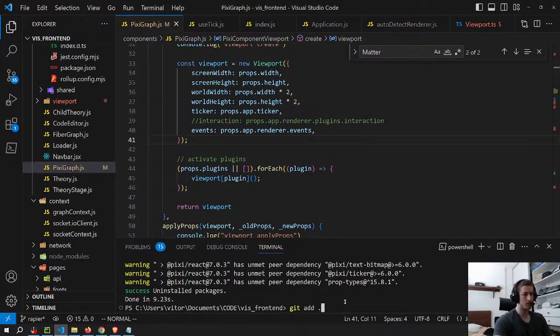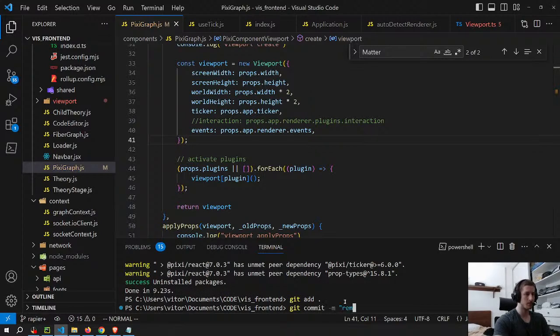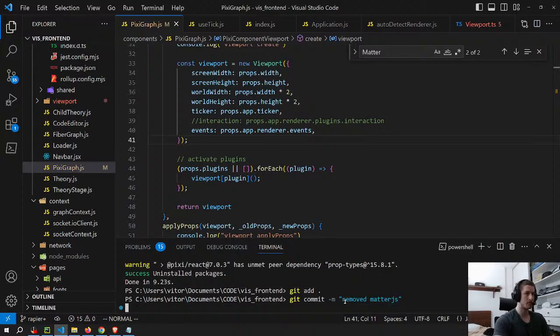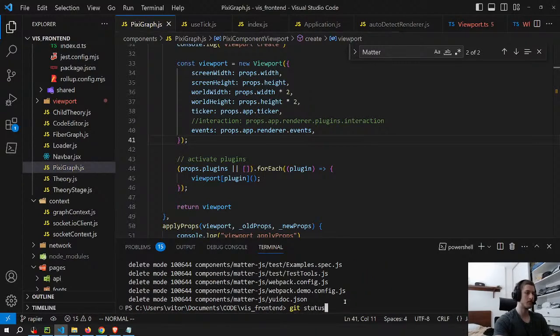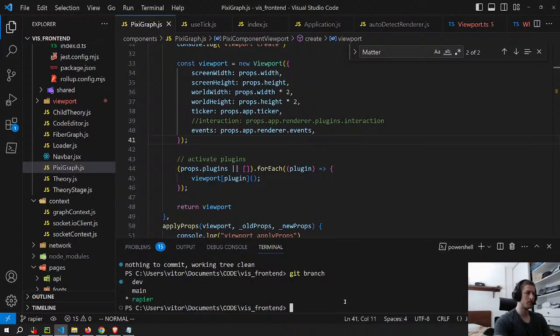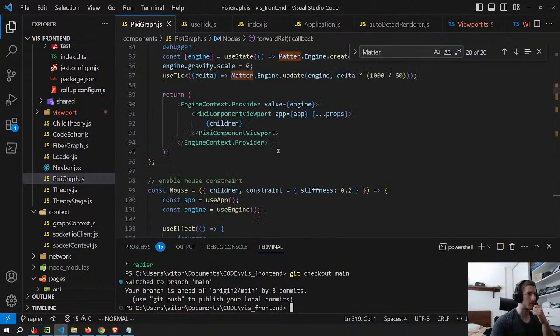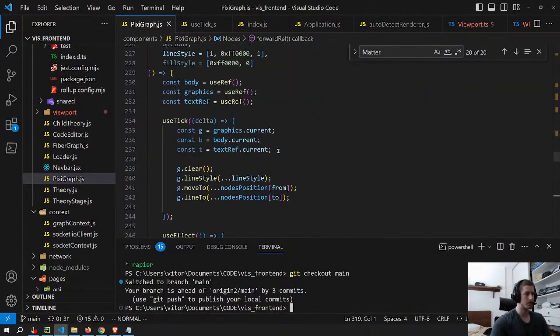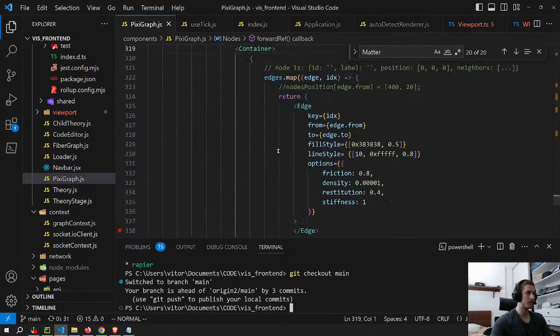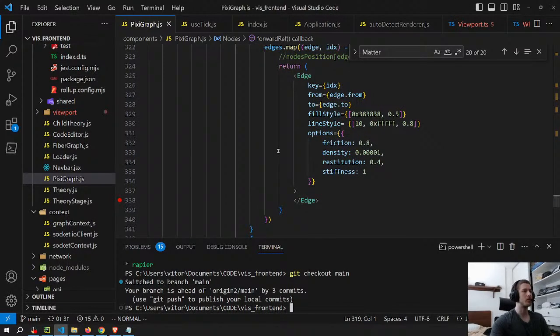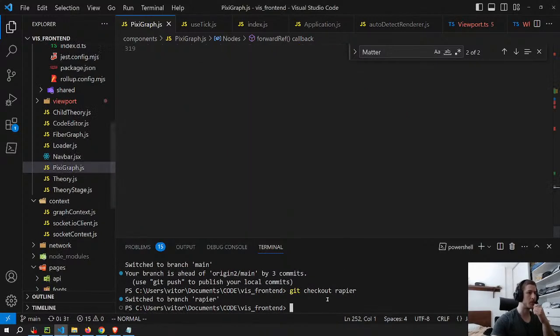Let me just commit. And it looks like it still has all this stuff. Nice. There was something that I was doing in the past that it wasn't updating, but I think it was just because I forgot to commit on the other branch. So I was kind of concerned that if I delete everything there, the other branch is not going to be the same.